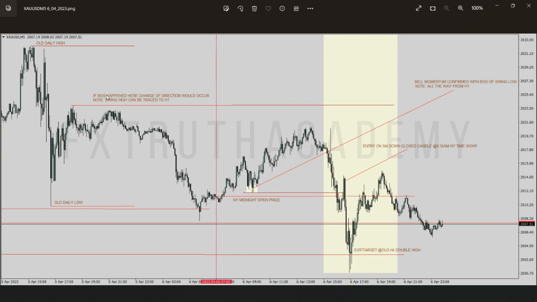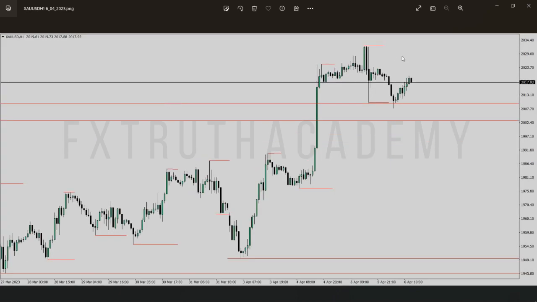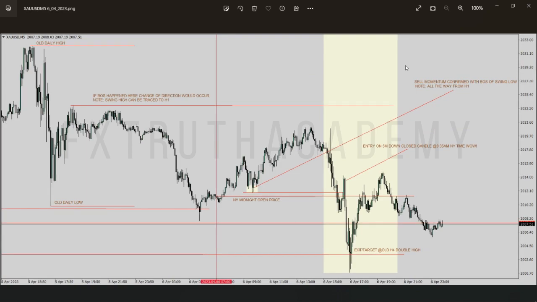Say if BOS happened here, change of direction would occur. Note, swing high can be traced to the 1 hour time frame. So if you go to the 1 hour time frame, this is that particular high over here. So I was like, if price moves to the buy side and takes out that high, then we're going to expect bullish prices today. So that was the concept in mind for institutional order flow.